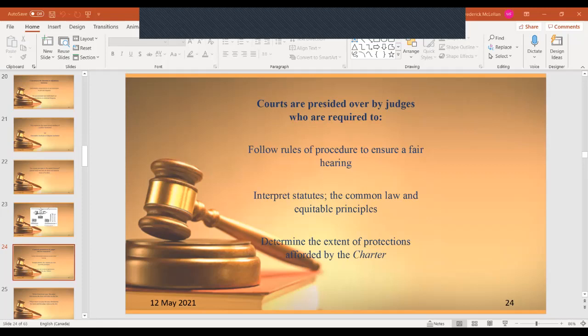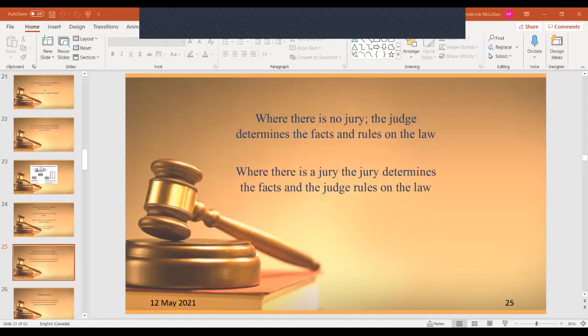So, for instance, in a criminal case, after the jury has heard the evidence, the judge will basically, based on the findings that the jury makes, apply the law to that evidence and tell the jury how to make a ruling, basically, or how to make a finding based on the law. And lastly, but probably most importantly, they will determine the extent of the protections afforded by the Charter, which has been in place since 1982. We'll talk about that in some more detail, but the Charter is obviously incredibly important in Canada.